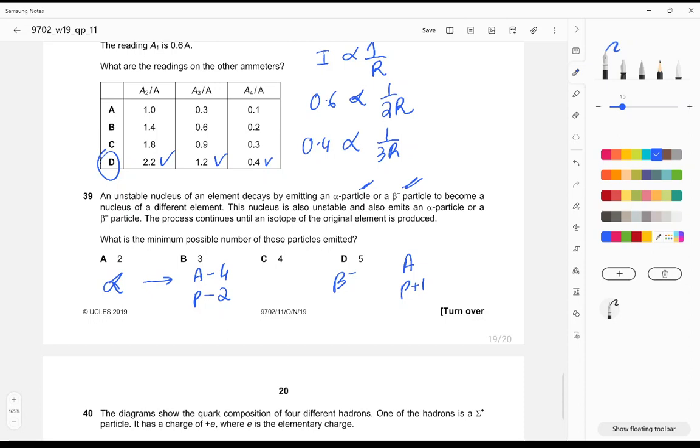If I emit a beta particle initially, the proton number is going to increase by 1. But then there is no way I can go back to the original number directly after the first emission. So 2 cannot be the right answer.